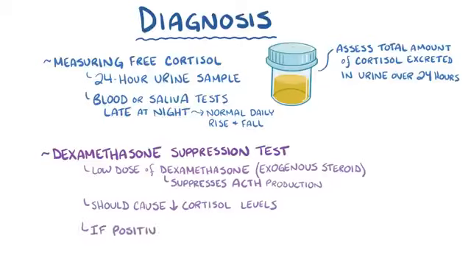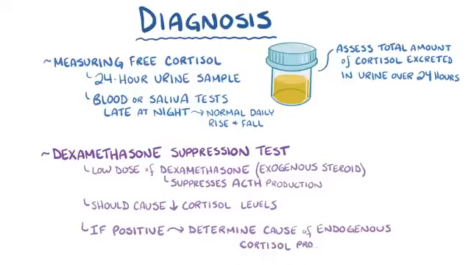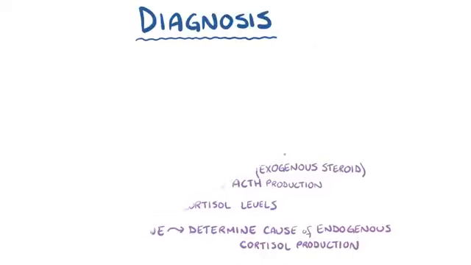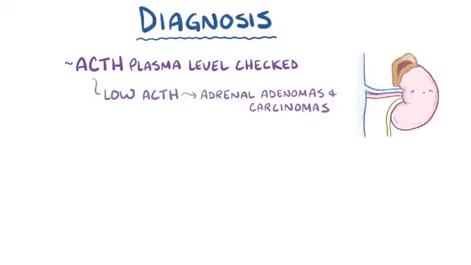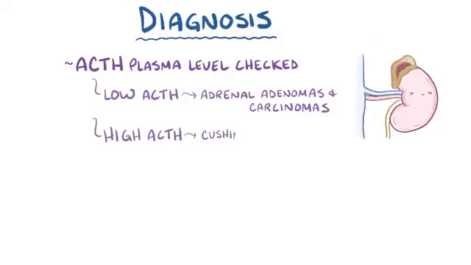If that test is positive, the next step is to determine the exact cause of endogenous cortisol production, and ACTH plasma levels can be checked. Low ACTH levels can be seen in adrenal adenomas and carcinomas, whereas high ACTH levels can be seen in Cushing disease and ectopic ACTH production.